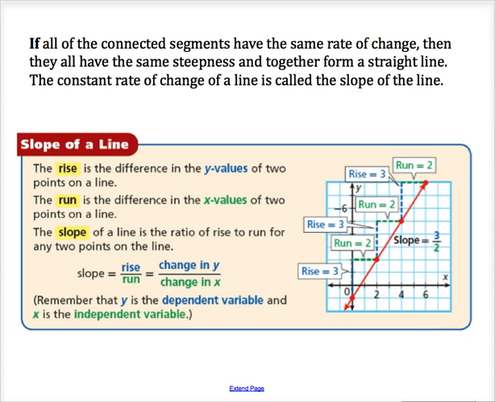So if we want to talk about the connectedness and making a straight line, if all of the connected segments have the same rate of change, so if we think back to what we talked about with linear functions, a constant change in x and a constant change in y, if all of the connected segments have the same rate of change and the same steepness, they're going to form a straight line. And that constant rate of change is called the slope of the line. We determine it by finding the change in y over the change in x.